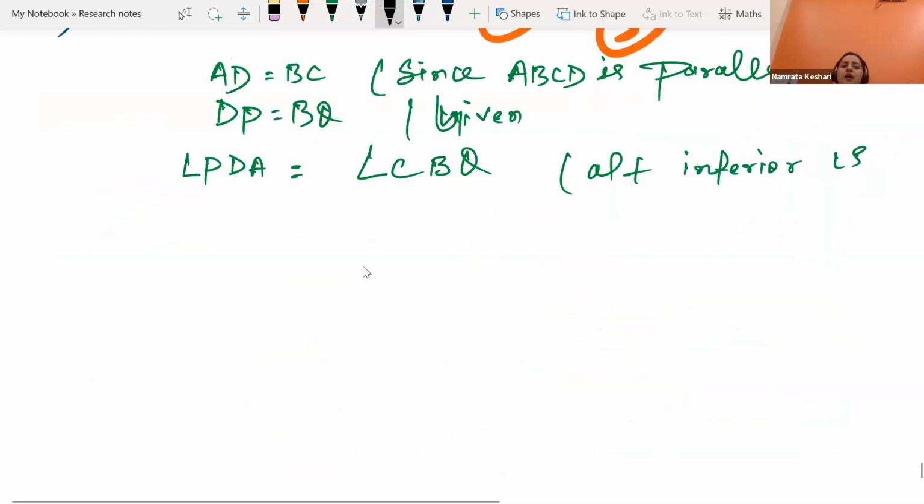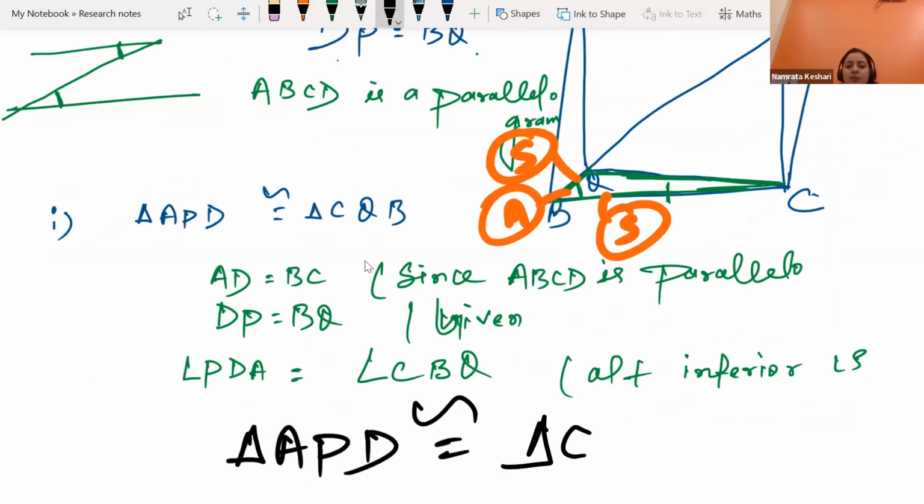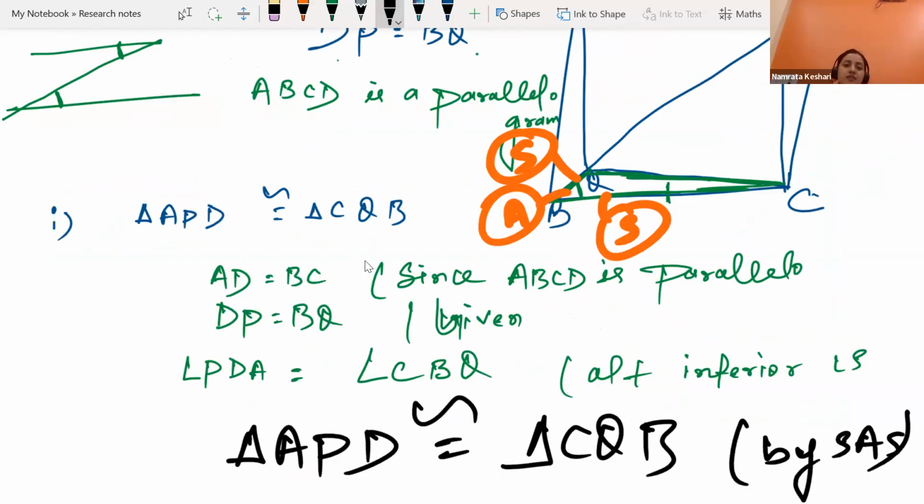Okay, so quickly we'll write these two triangles which we were supposed to prove congruent. Triangle APD is congruent with triangle CQB, and it was not that difficult. ABCD being a parallelogram was helping us prove these two triangles congruent by SAS. If any other student is proving by SSS, great, fine. Any congruency criteria you are using is fine, but the main motto is to prove these two congruent, and we are done with that one.